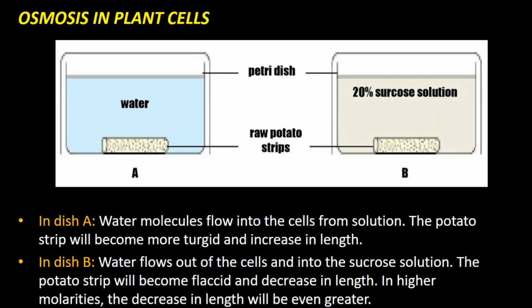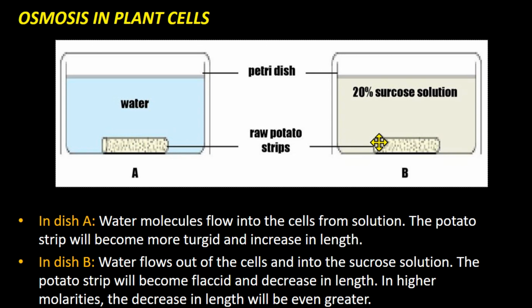You've probably done this experiment in school, but if you're using potato strips, we can see two setups here. We have raw potato strips and two petri dishes. One is filled with pure water and the other is filled with 20% sucrose solution. So in dish A, water molecules are going to flow into the cells from the solution, higher to lower water potential. The potato strip will become turgid and is going to increase in length. So there's going to be a positive increase in length and mass.